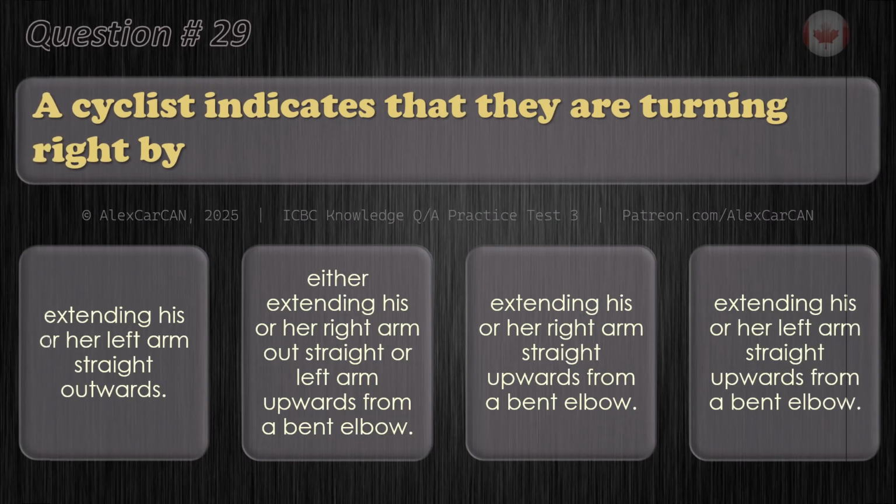Question number 29. A cyclist indicates that they are turning right by: extending his or her left arm straight outwards; either extending his or her right arm out straight or left arm upwards from a bent elbow; extending his or her right arm straight upwards from a bent elbow; extending his or her left arm straight upwards from a bent elbow. The correct answer is either extending his or her right arm out straight or left arm upwards from a bent elbow.